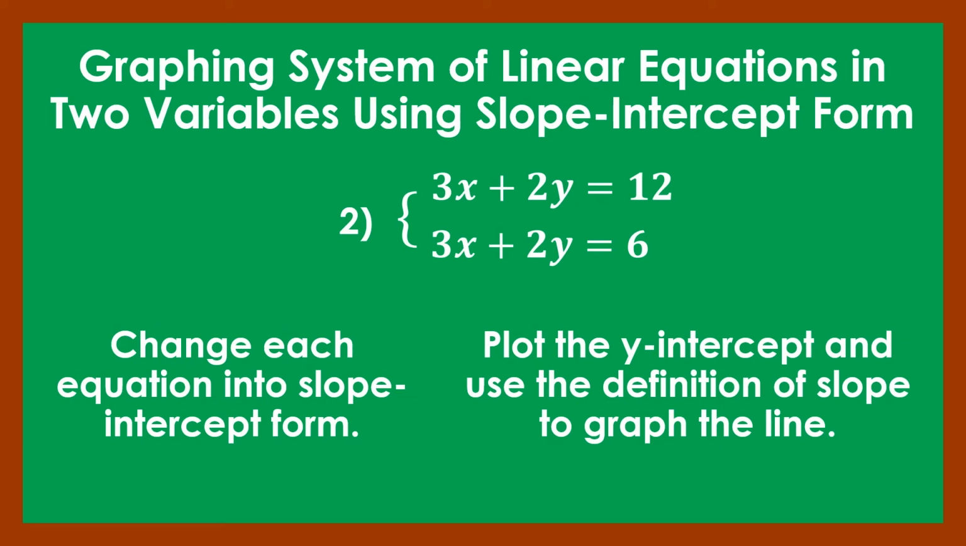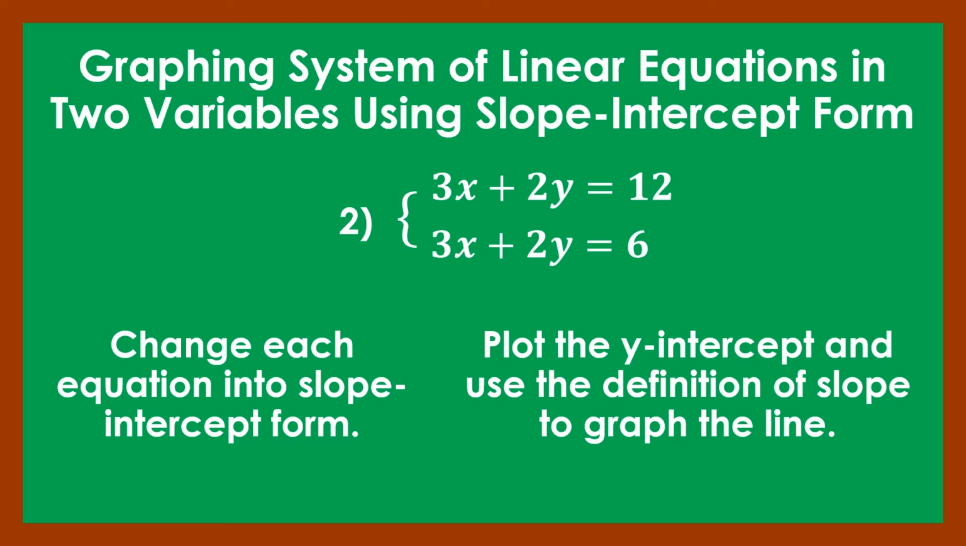Now, how about number 2? We have 3x plus 2y is equal to 12 and 3x plus 2y is equal to 6. This time, we're going to make use of another way. So, kanina, gumamit tayo ng table of values. This time, we're going to use the slope-intercept form.